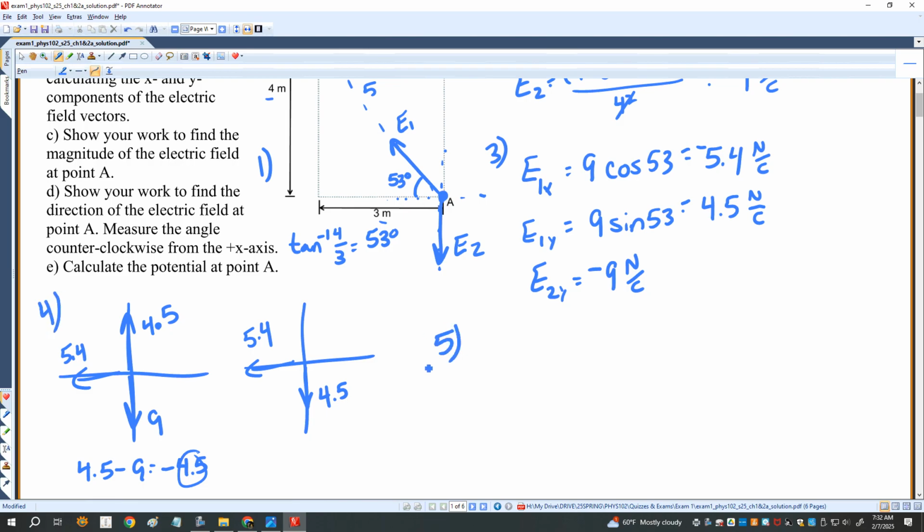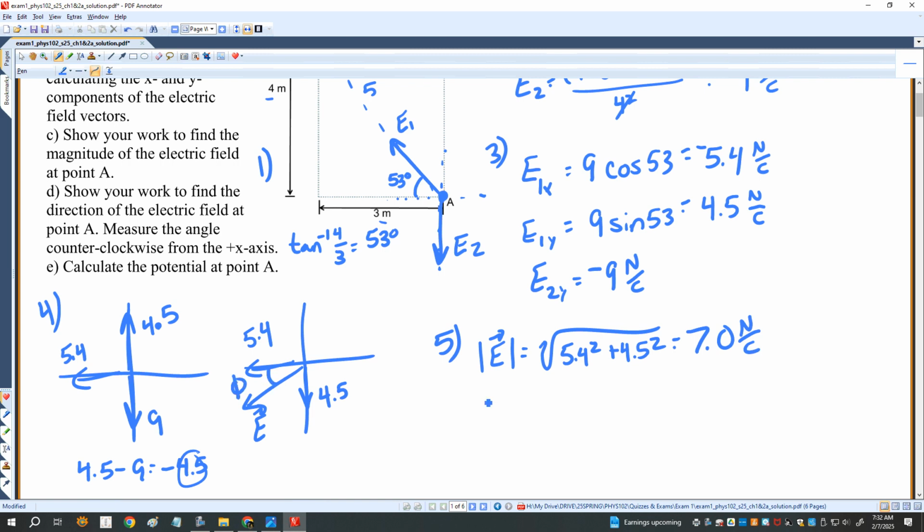And now for step 5, I want to find the magnitude and direction. My vector is in that direction. That's E. The magnitude of E is equal to the square root of the X and Y component squared. That's 5.4 squared plus 4.5 squared. Notice I don't really worry about the negatives. The negatives would go away anyway if I included them because they're squared. 5.4 squared plus 4.5 squared. I get 7.0. So that's the magnitude, 7.0 newtons per coulomb.